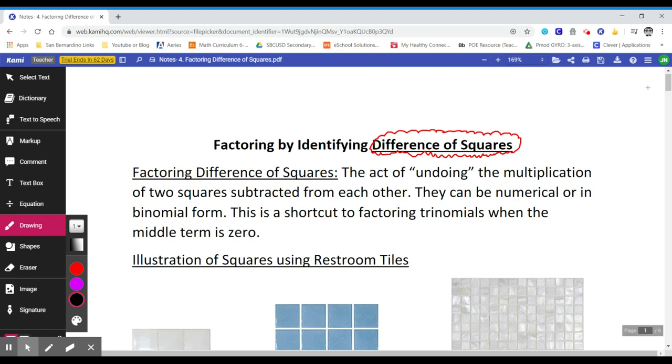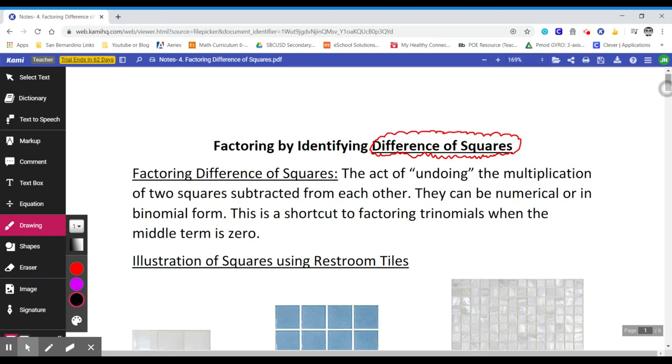So when you're factoring a difference of squares, again, factoring means undoing the multiplication. We've talked about that before, right? So we're expanding it out into two binomials multiplied together with each other. And this is a shortcut to factoring trinomials when the middle term is zero for a quadratic. And I'll show you guys the long way in a little bit.